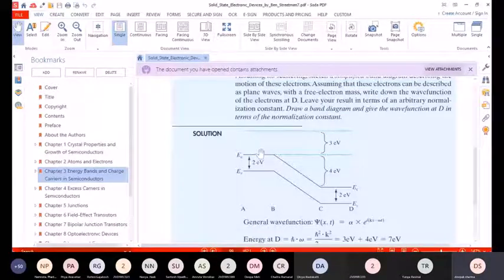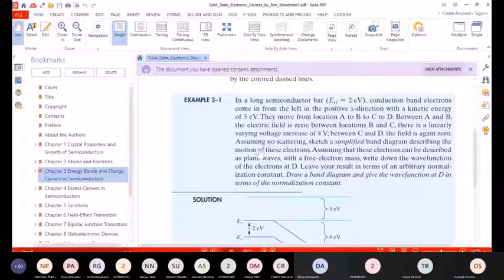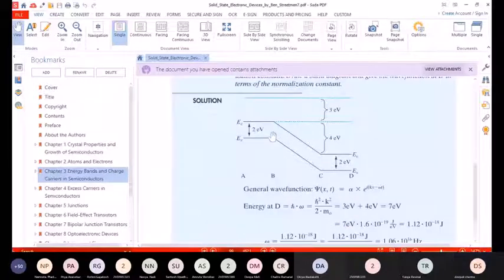Here also we have one problem, but I guess it may not be asked. Why? Because the question itself is consuming some 10 to 15 lines. And coming to the effective mass, it is not there.